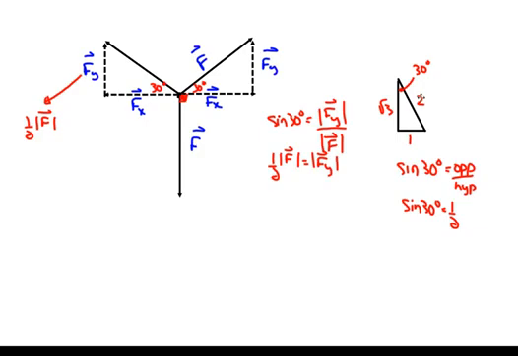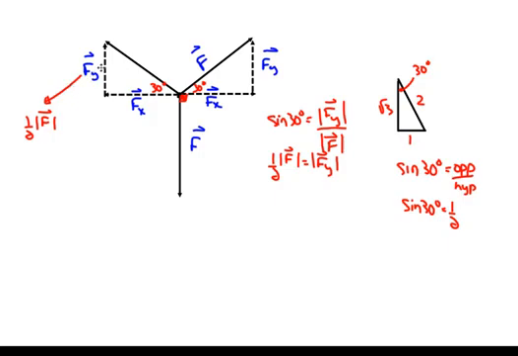Opposite over hypotenuse. So I put the 1/2 in here, and what we figure out is the y force here is half the magnitude of our original force. Similarly, repeat the same thing on the other side, and this y force is half the original magnitude force as well.